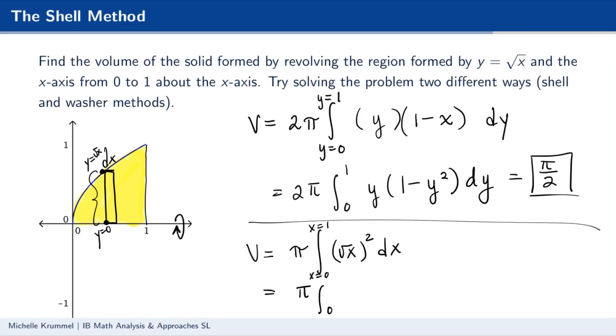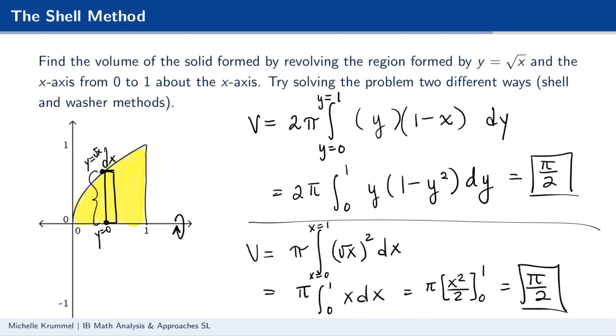So pi times the integral from 0 to 1. The square root of x squared is x. So you just have to integrate x. You get x squared over 2 from 0 to 1 times pi. You sub in the 1, you get 1/2. You sub in the 0, you get 0. So this is pi over 2. So this problem was a lot easier to do using the disk method, in my opinion, than the shell method. But you can see that both methods do work, and they give you the same result in the end.